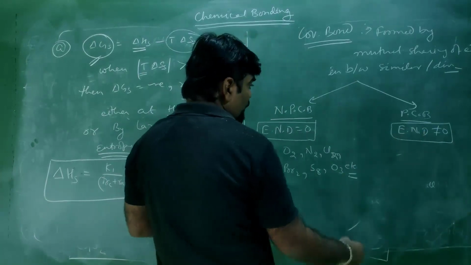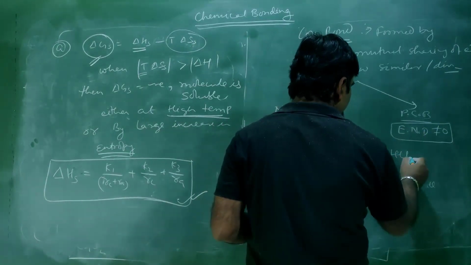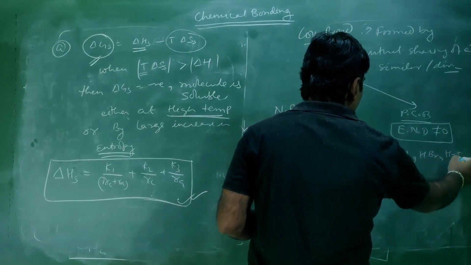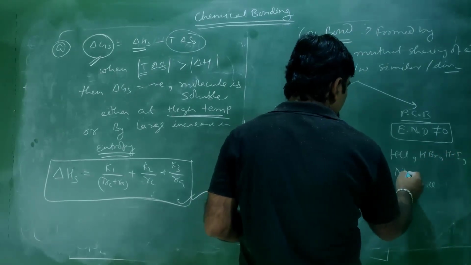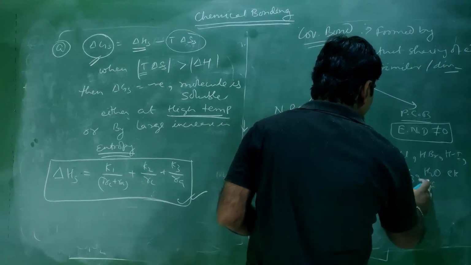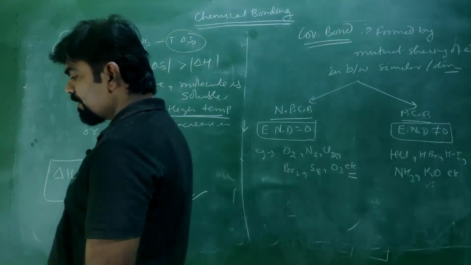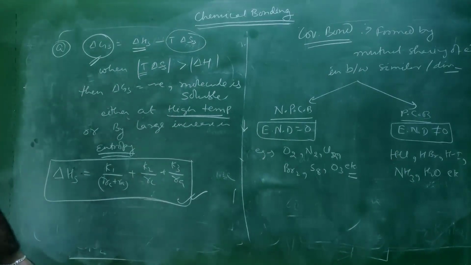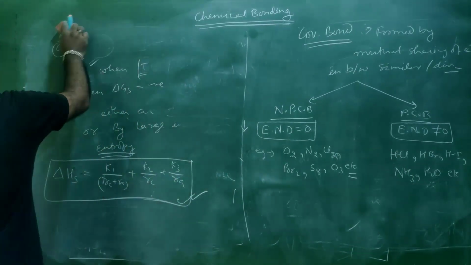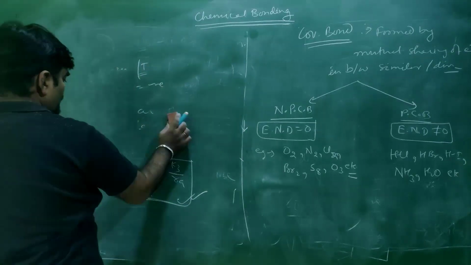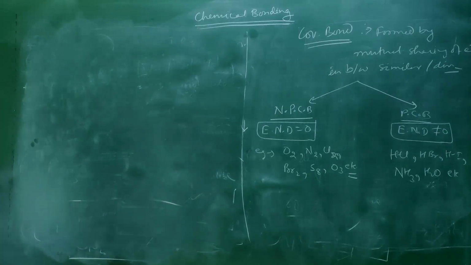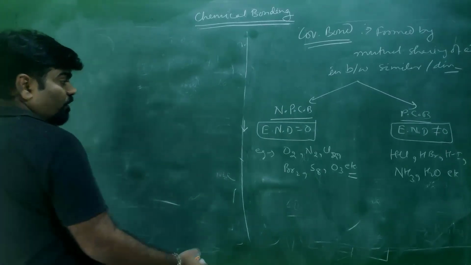Polar covalent bonds are like HCl, HBr, HI, NH3, H2O, and so on. Many such examples are there of polar covalent bonds.